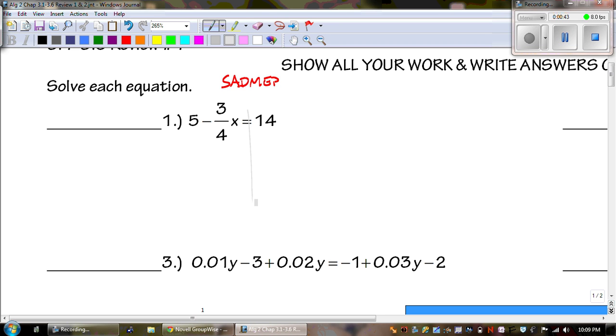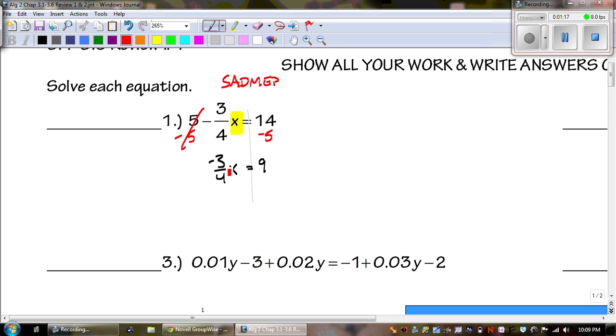Okay? So I notice where my x is. I want to get the x by itself. So the first thing that I'm going to do is get rid of that 5. Now, it's a positive 5. I know there's a subtraction sign right there, but that belongs to the 3/4. So it's a positive 5. I'm going to do the inverse, which is subtract. So I have a negative 3/4 x equaling 14 minus 5 is 9.